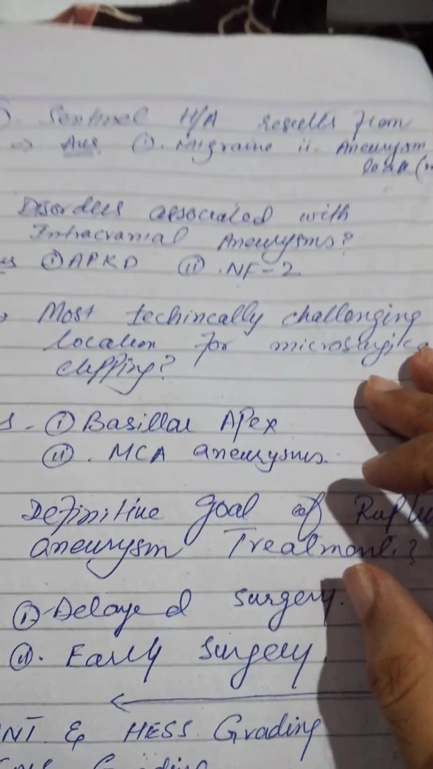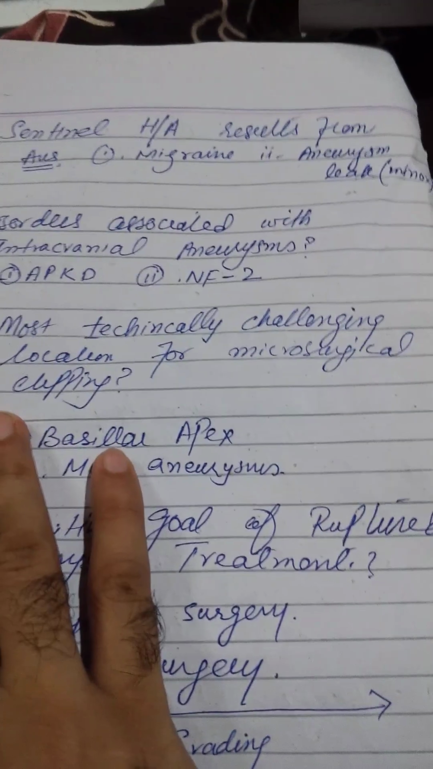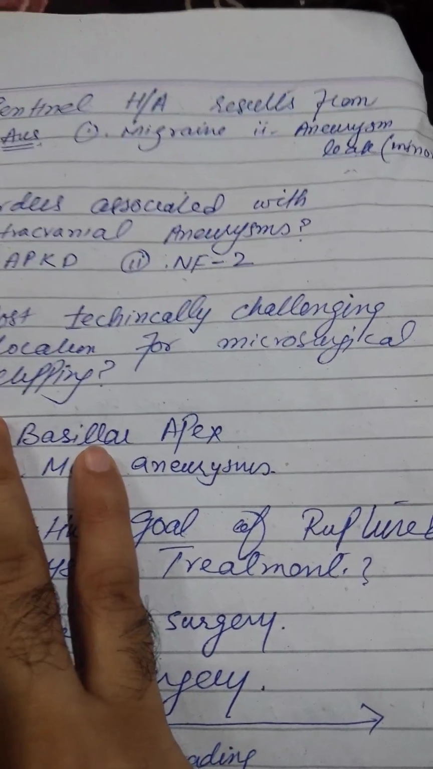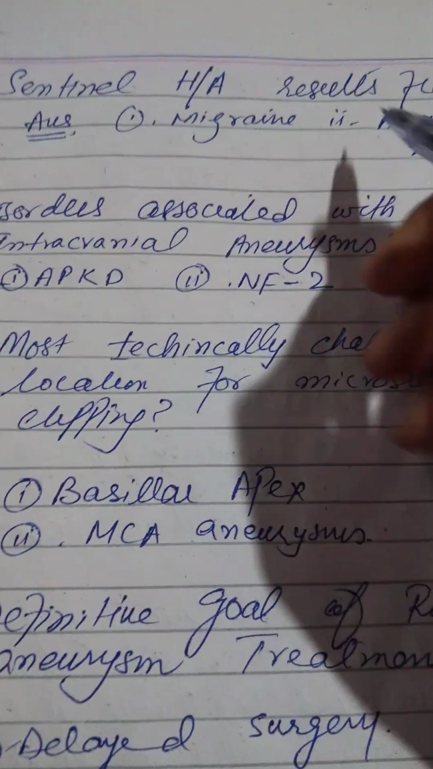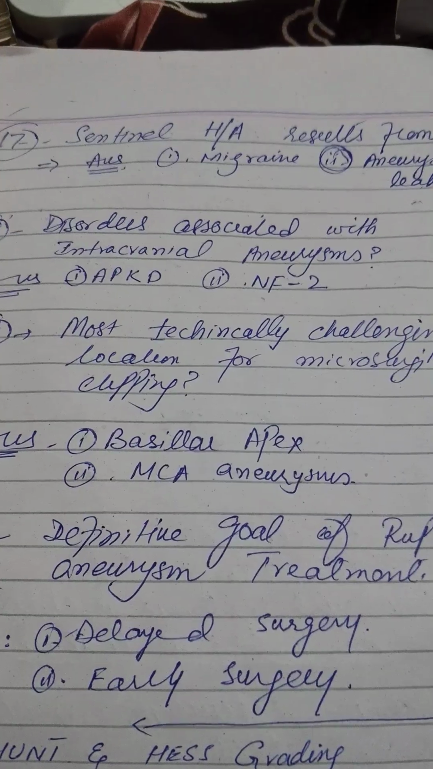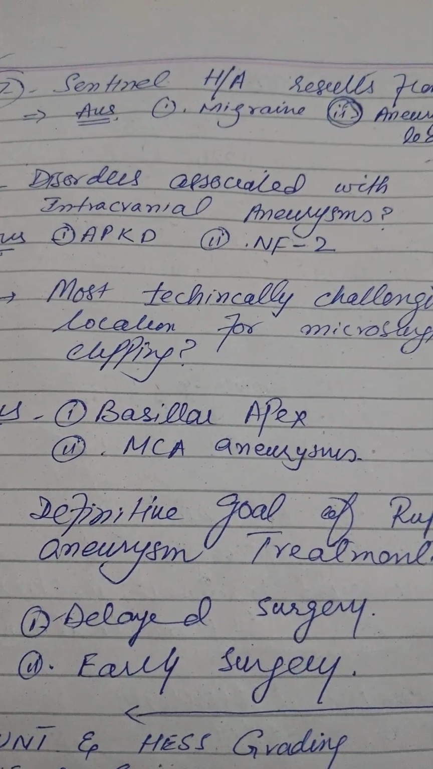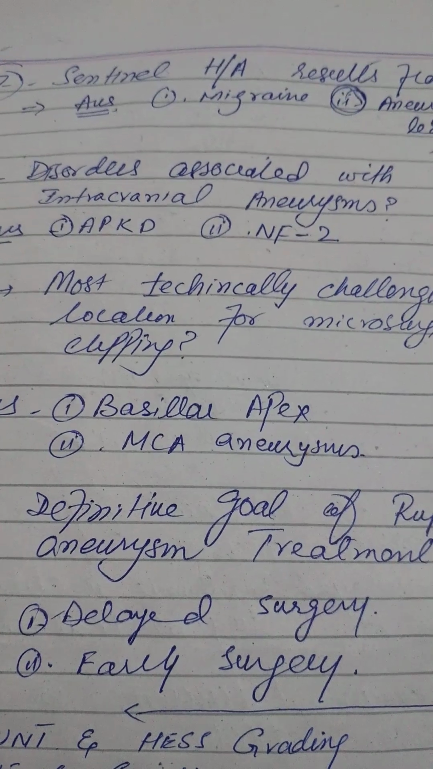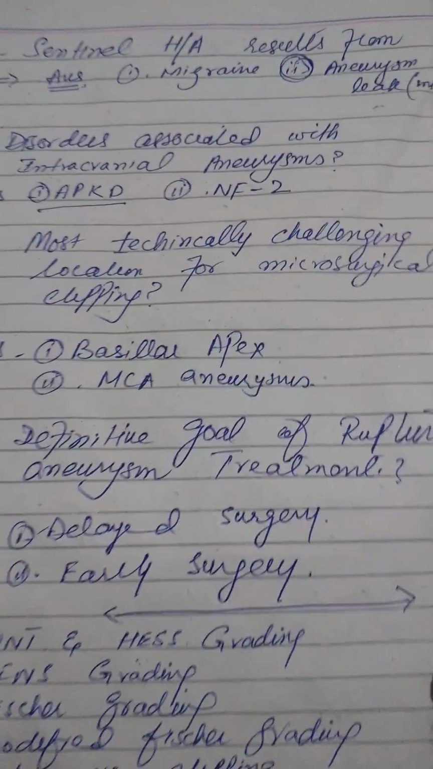Okay, question number 17. Sentinel headaches result from migraine or aneurysmal leaks? The answer is mild aneurysmal leaks. Disorders associated with intracranial aneurysms: NF2 or adult polycystic kidney disease? It is adult polycystic kidney disease.